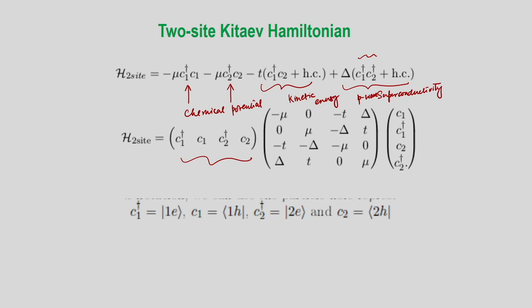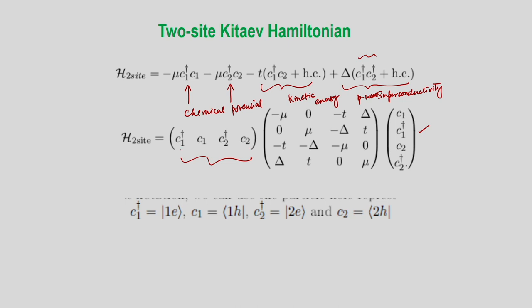So it's not that we choose all of them to be creation operators here and all of them to be annihilation operators here, because the most convenient basis is the particle-hole at site 1 and the particle-hole at site 2 and just the conjugate of that. So it's C1, C1 dagger, C2, C2 dagger, and then you can get this Hamiltonian. The easiest way is to write the top line which I wrote, and then write down this basis.